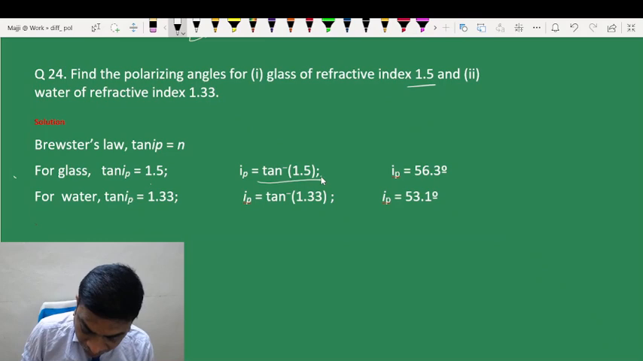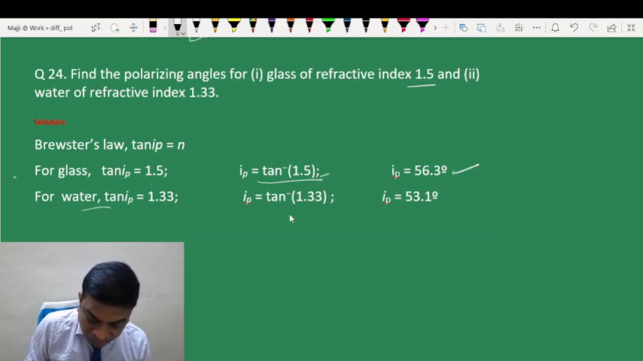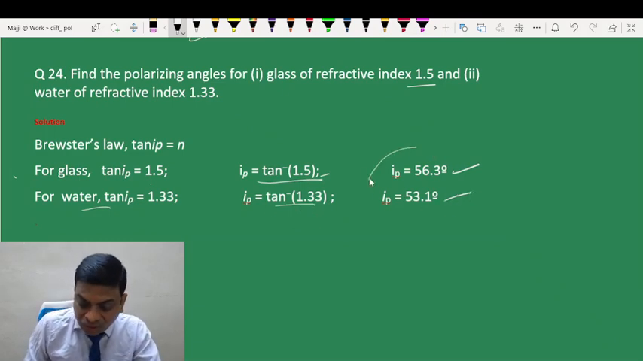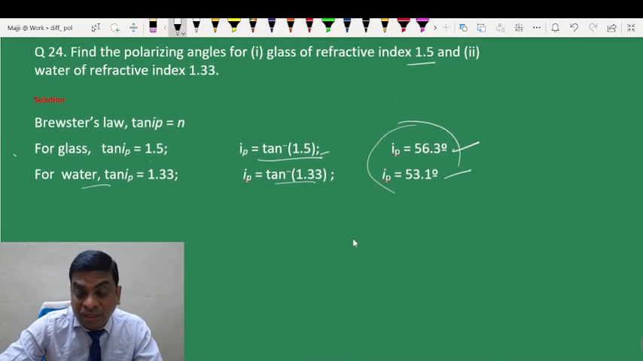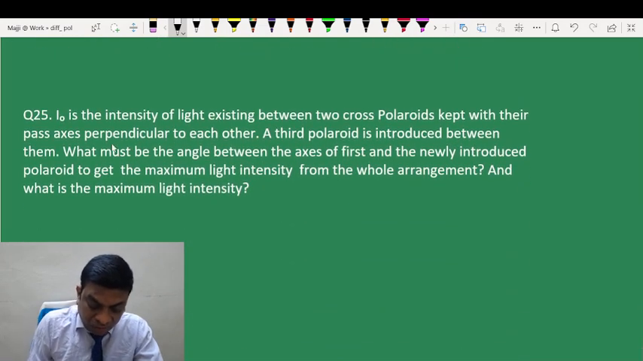So tan inverse 1.5 will be roughly about this. Similarly for the water, IP will be tan inverse 1.33, which is this. So in order to know the exact values, you need to use calculators or trigonometric tables. Then coming to the next question, I naught is the intensity of light emerging between two cross Polaroids.